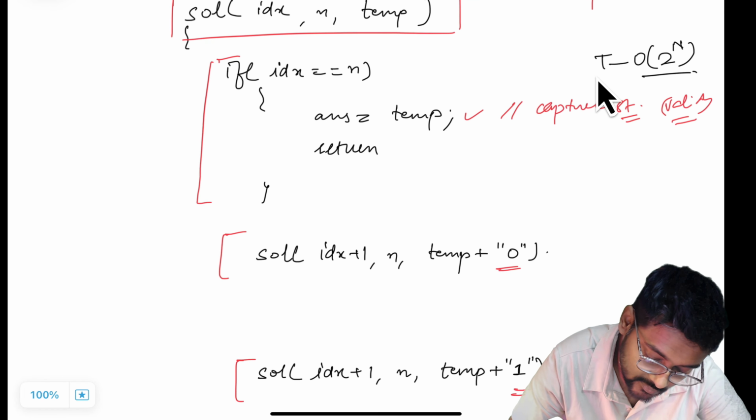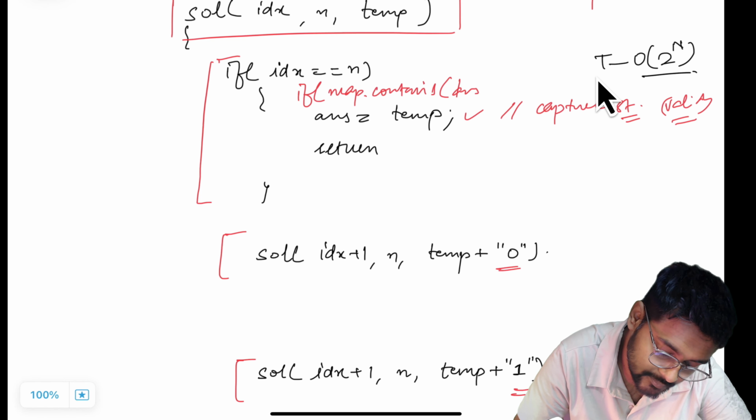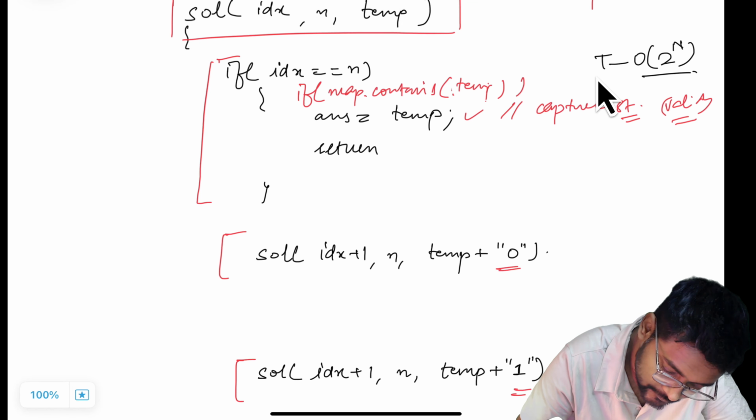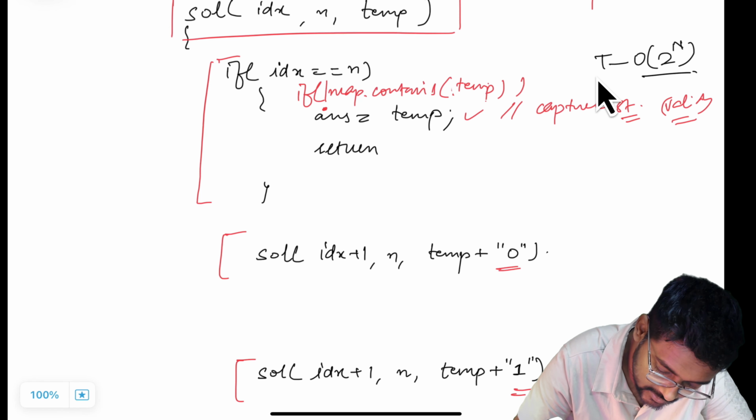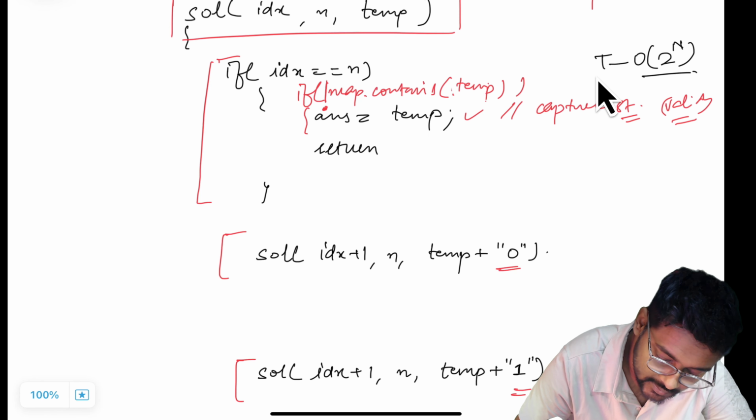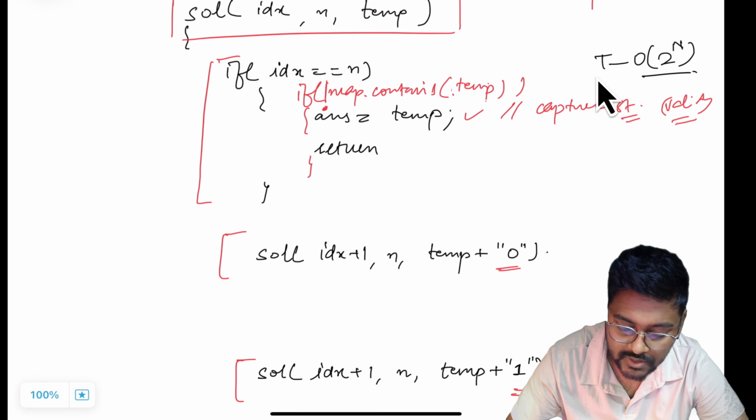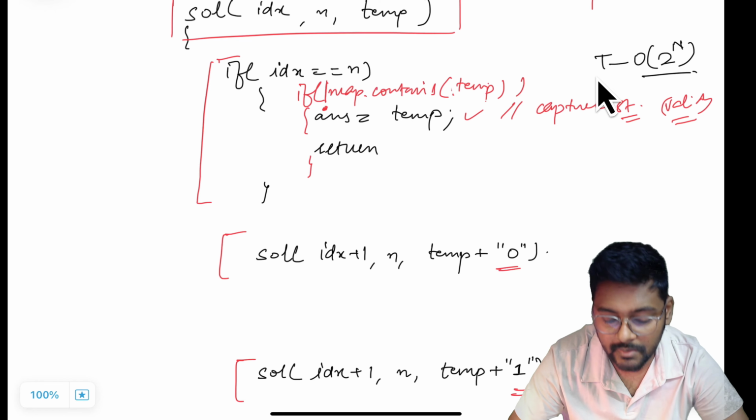So if index is equal to n, I have to add one more condition. If map contains this temp, let me write it clearly. If map contains this, fine; if map does not contain it, then this is my answer. If the map does not contain the binary string that we have created right now, then that can be my answer.